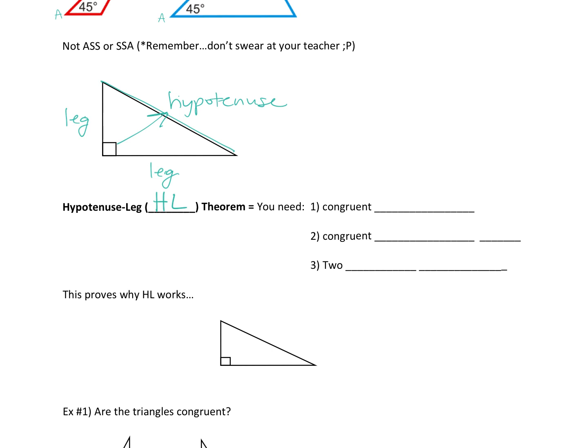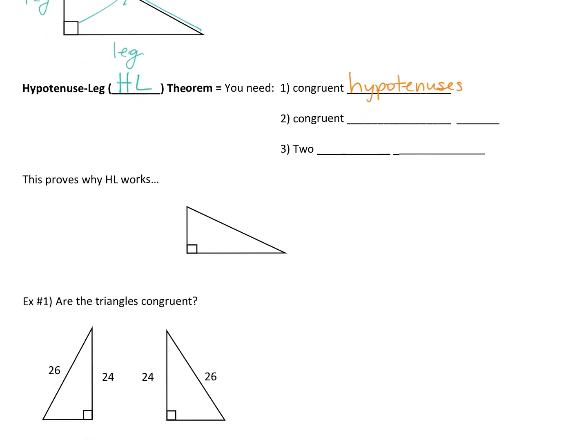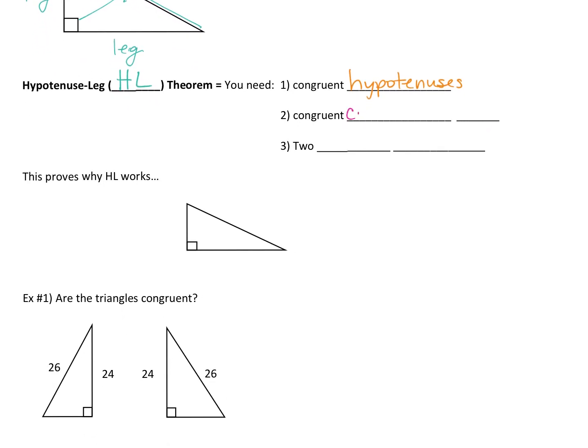Okay, now HL looks like you only need two things, a hypotenuse and a leg. It's not true. You need three things still. The first thing that you need is congruent hypotenuses. Okay, so we have to know that the longest side of a right triangle is congruent to the longest side of a right triangle to even be able to use HL. The second thing that you need is you need congruent corresponding legs. Okay, so one set of legs has to match up for you to be able to use HL.